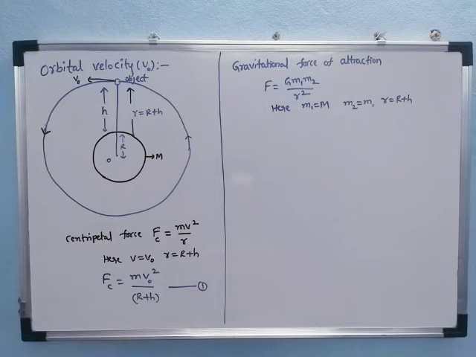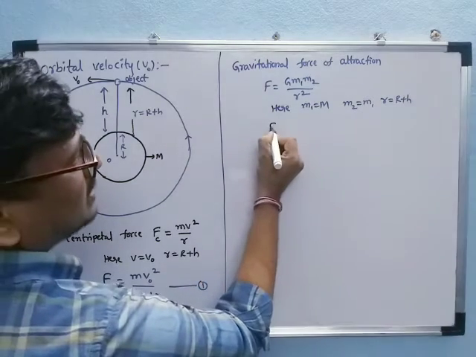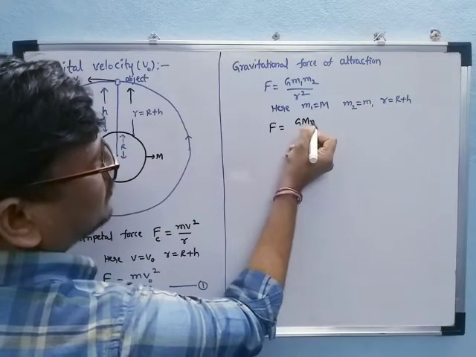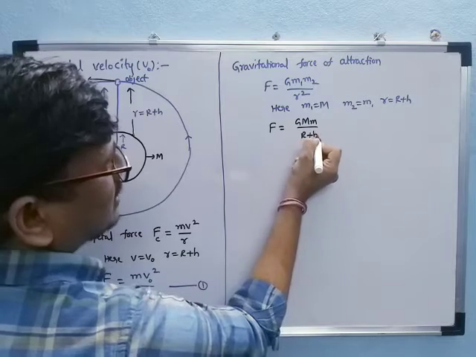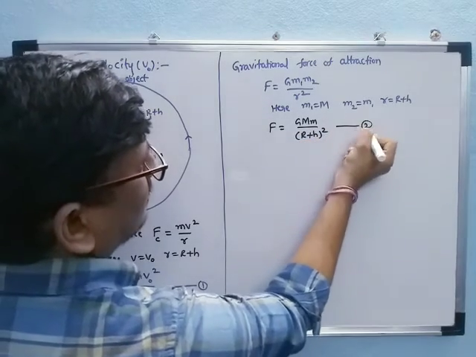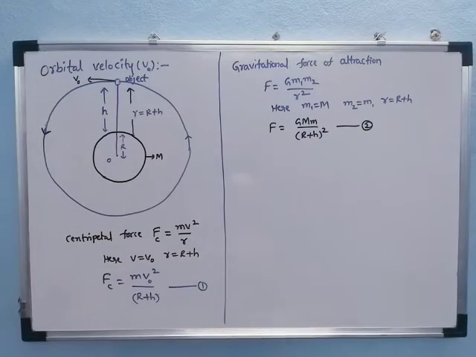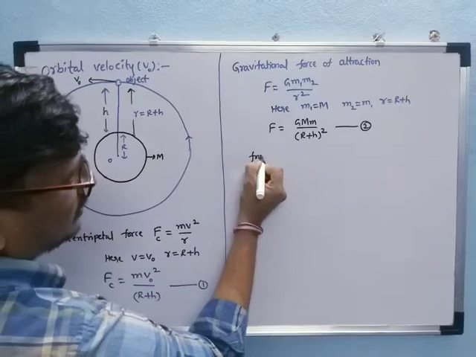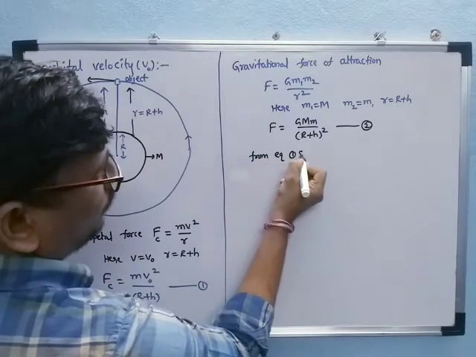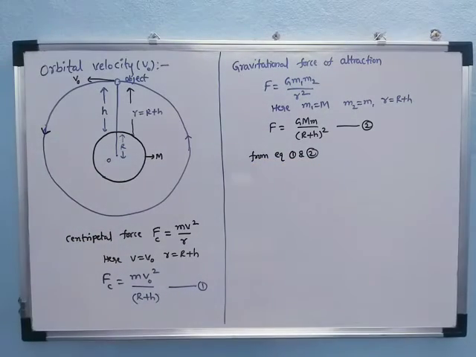And substituting in the above equation, F is equal to G capital M small m by (r plus h) whole square. This is considered equation number 2. Now here both have equal and opposite forces. That's why, from equation 1 and 2, both of them have to be equal.